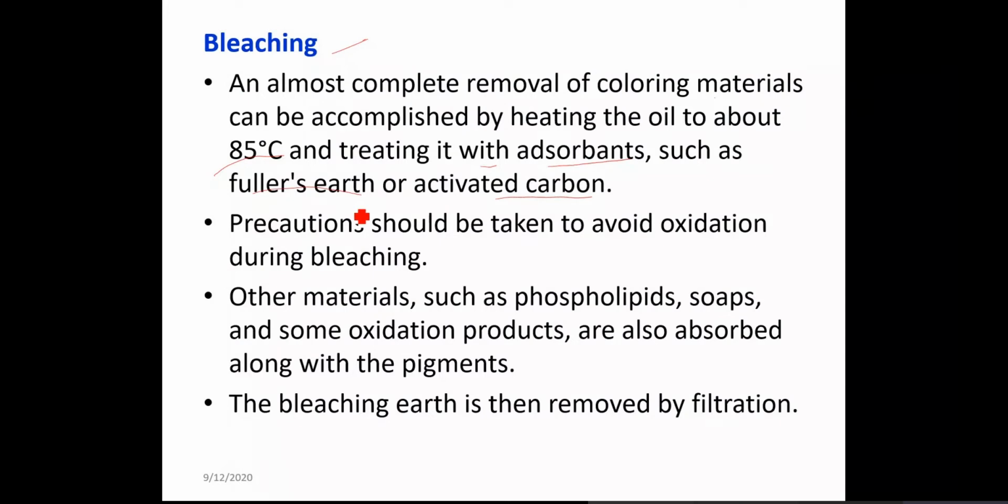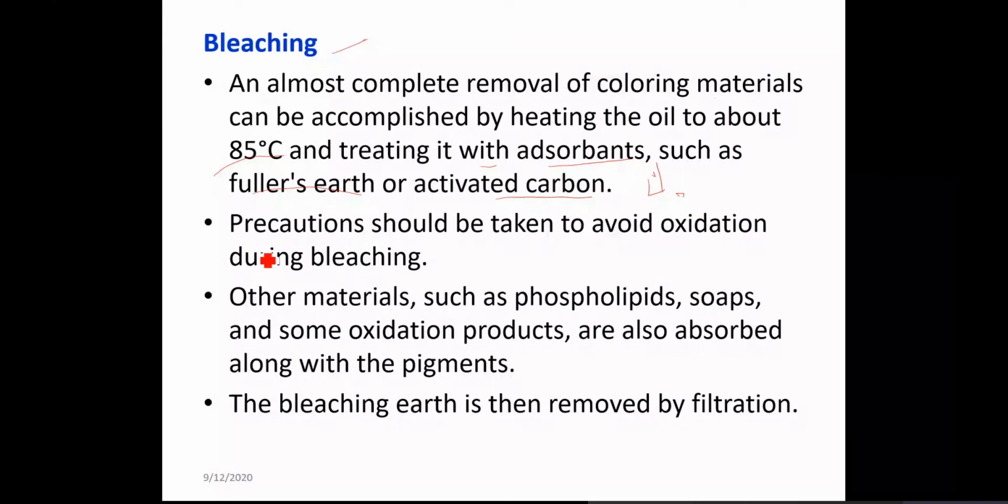In the factories I have seen, they use this Fuller's earth, but nowadays more advanced versions are available, so columns are available, and people put this oil through the columns. The column is packed with activated carbon, and when you pass the oil through it, you get the pigments attached to these beads or Fuller's earth.